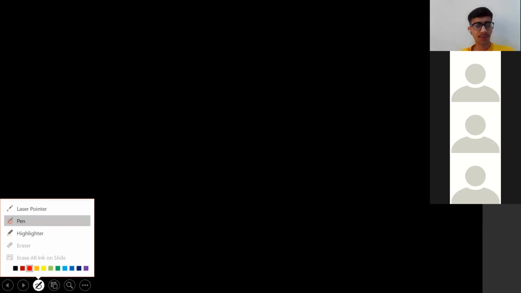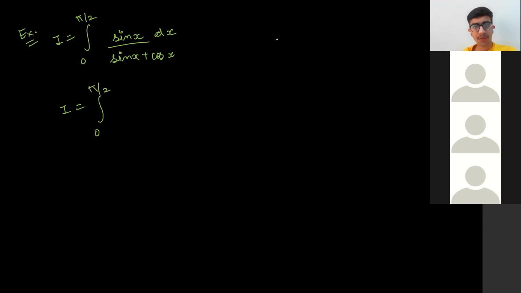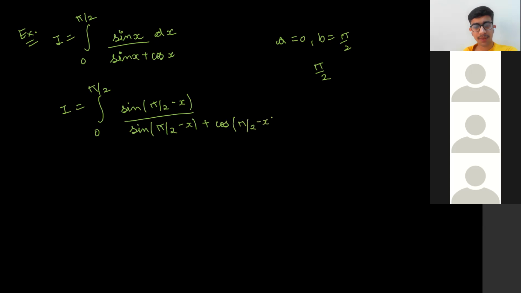Okay, let's do questions based on this concept now. So the example is integration 0 to pi by 2 of sin x divided by sin x plus cos x dx. Let's say this is I. As I said, we can replace x with a plus b minus x. So similarly, I will be equal to integral 0 to pi by 2. Here a is 0, b is pi by 2, so a plus b is pi by 2. So this will be sine of pi by 2 minus x divided by sine of pi by 2 minus x plus cos of pi by 2 minus x.